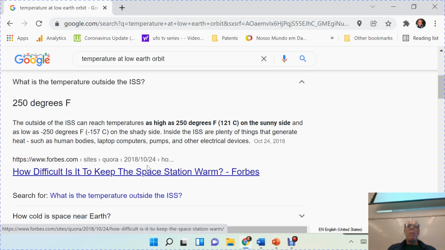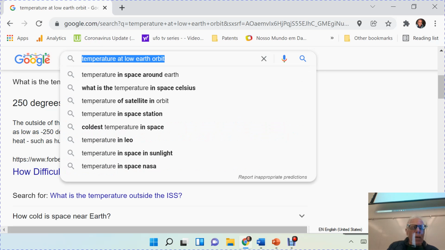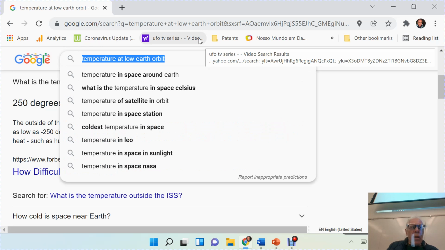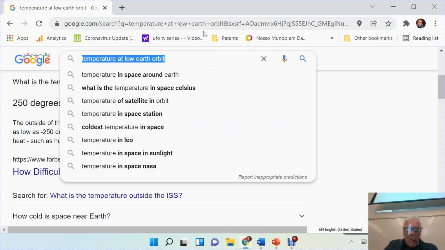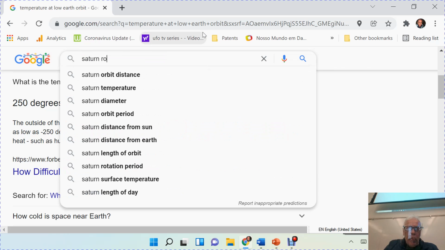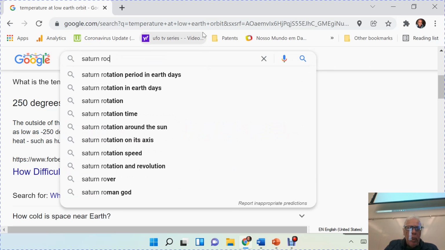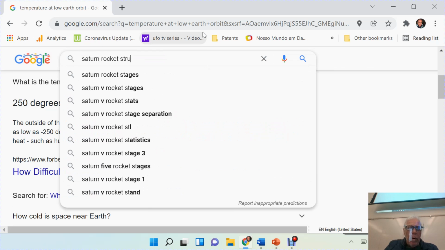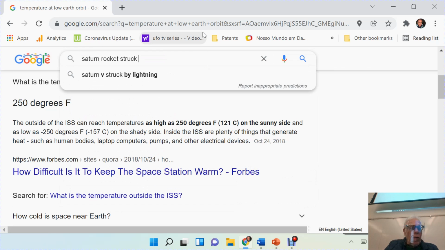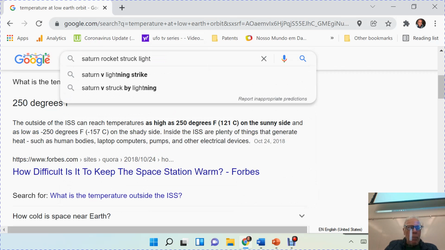Did Apollo 13 get struck by a lightning bolt? That's a good question. I think so. Let me check. I read about that too. I do not know if it was Apollo 13, but an Apollo Saturn rocket was struck by lightning. Maybe it was. That flight had so much bad luck, right? I think I heard about that.